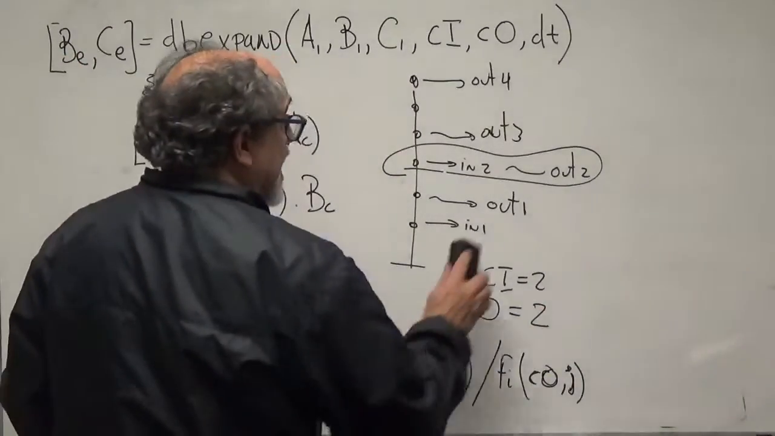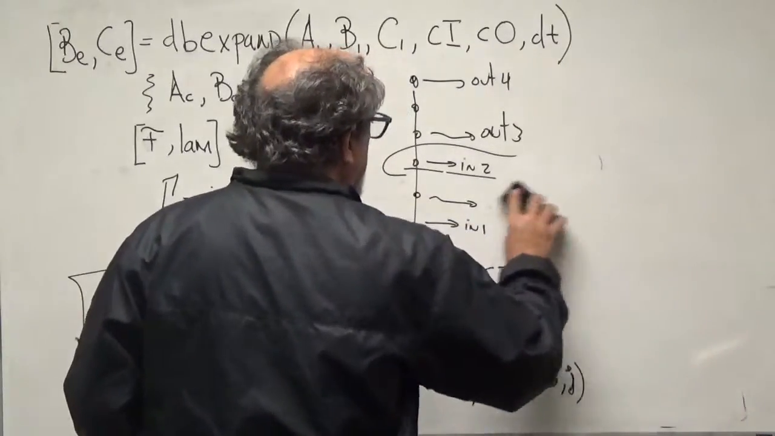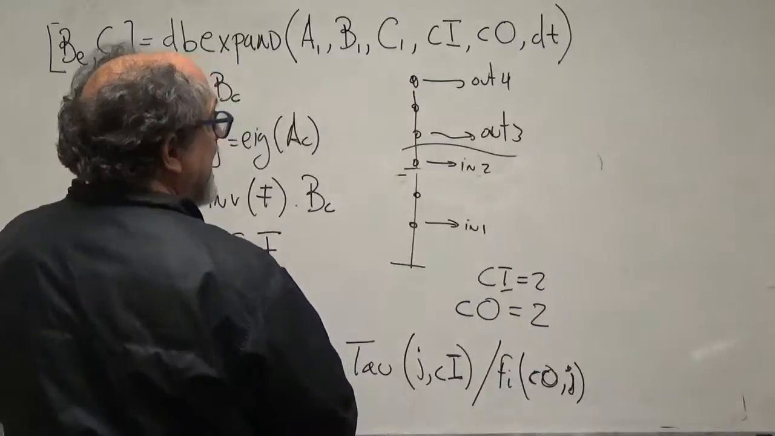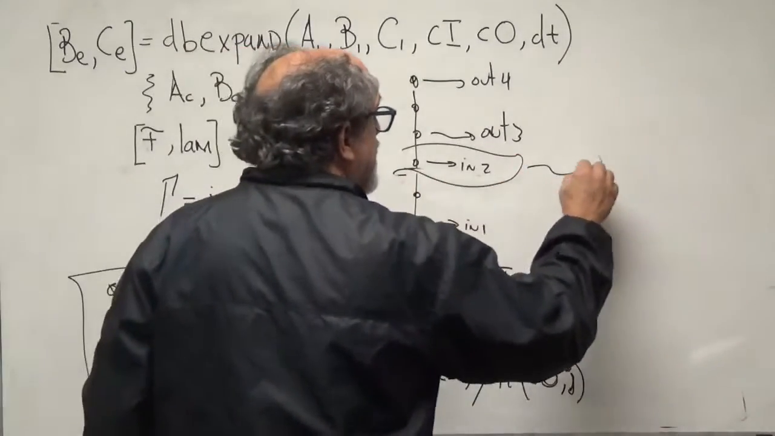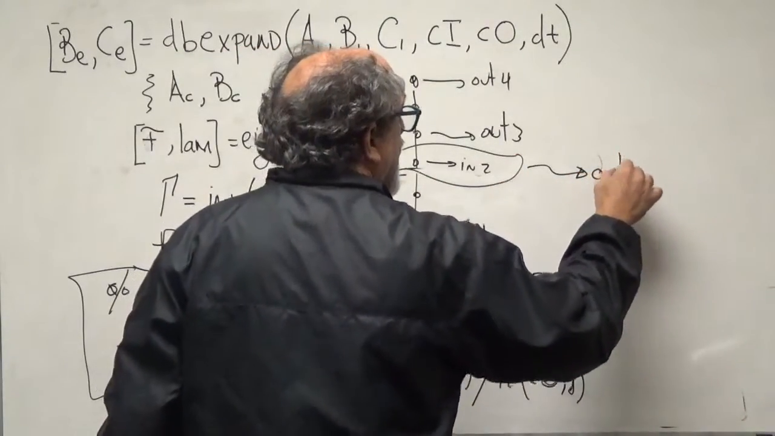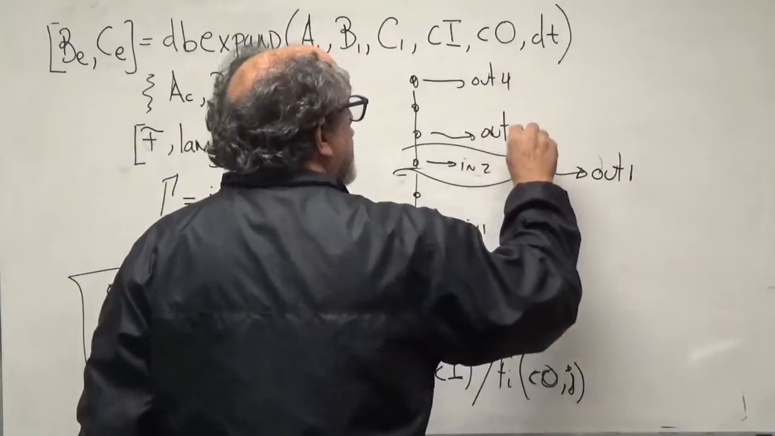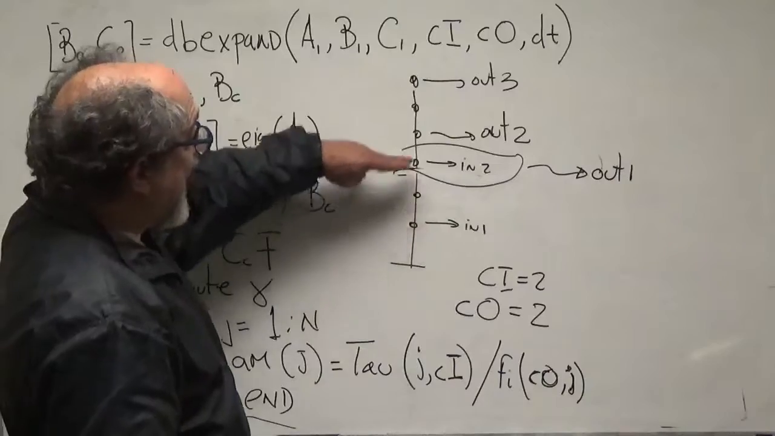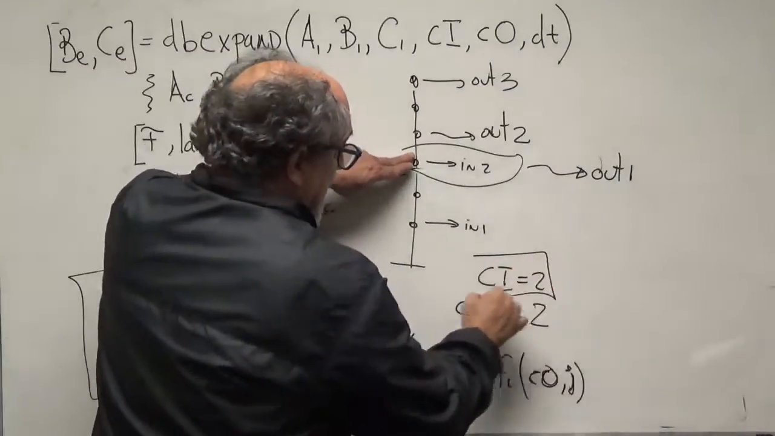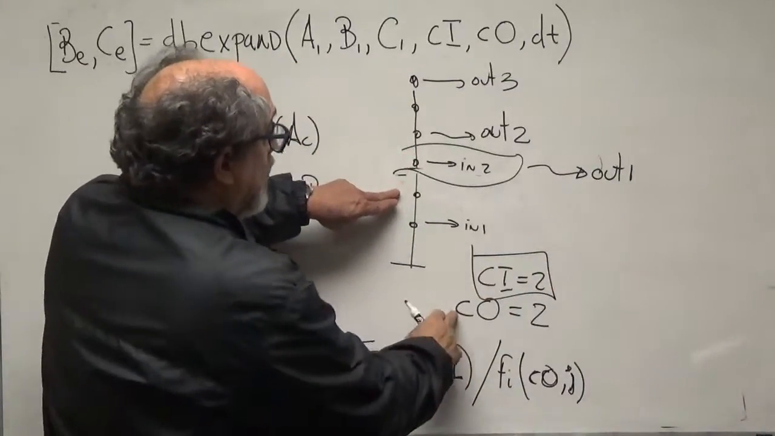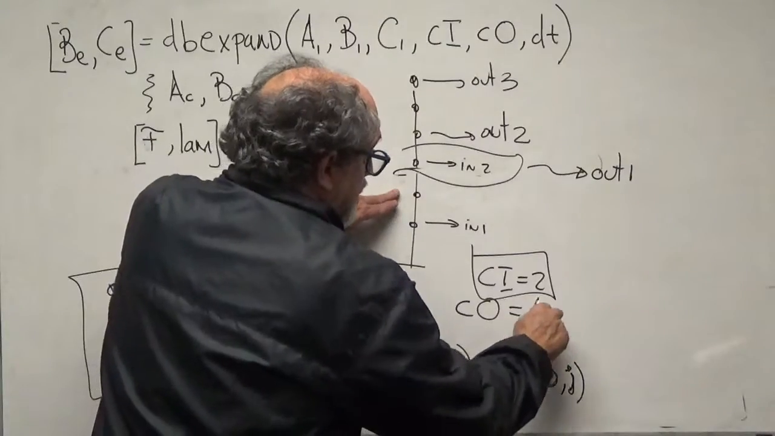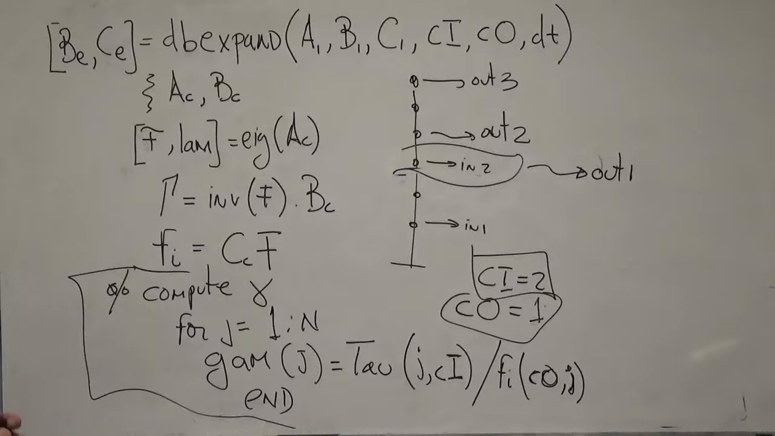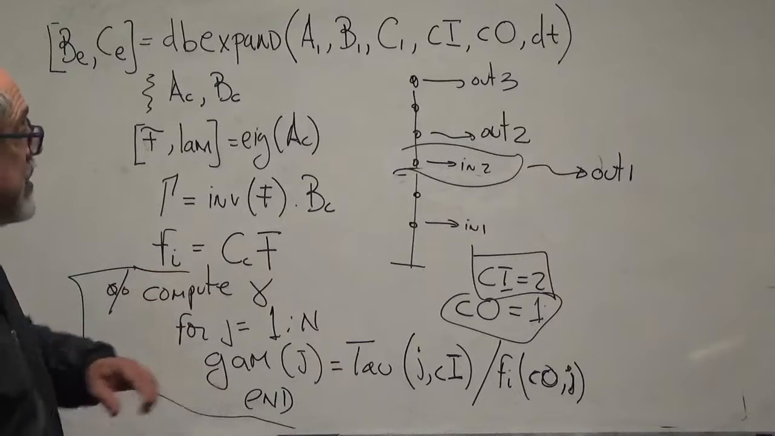If instead there was no output here, and the first output was here, then we would say the collocated input is the second one, and it is collocated with the first output. Okay? Like that. So that's the way that this code works out.